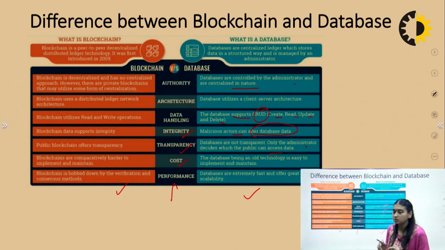Cost means blockchains are comparatively harder to implement and maintain, and that is why we are saying it includes high cost. While the database, being an older technology, is easy to maintain and implement.